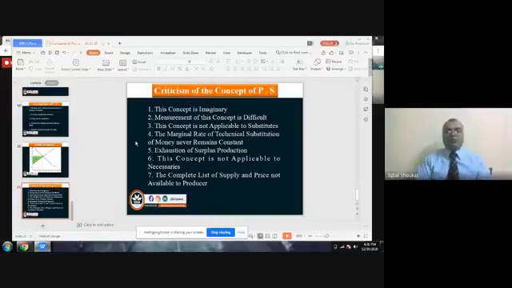Then the last one is a complete list of supply and price available to the producer. Whatever they are producing, whatever they are making in the economy, whatever they are having with them, that can't be provided. The list of supply and their prices is not available for every producer in the market.